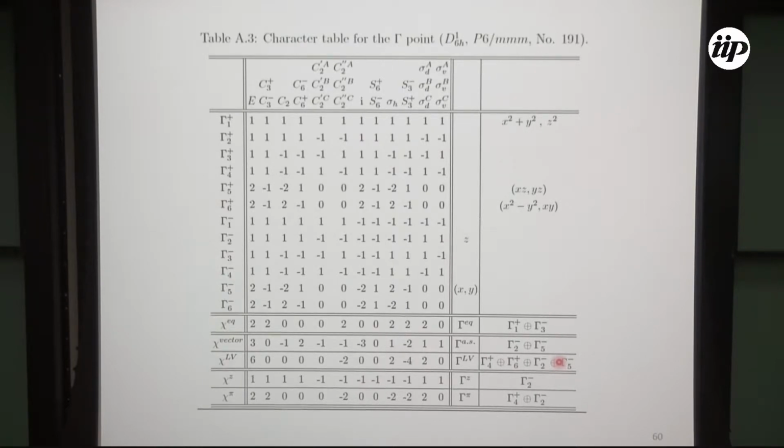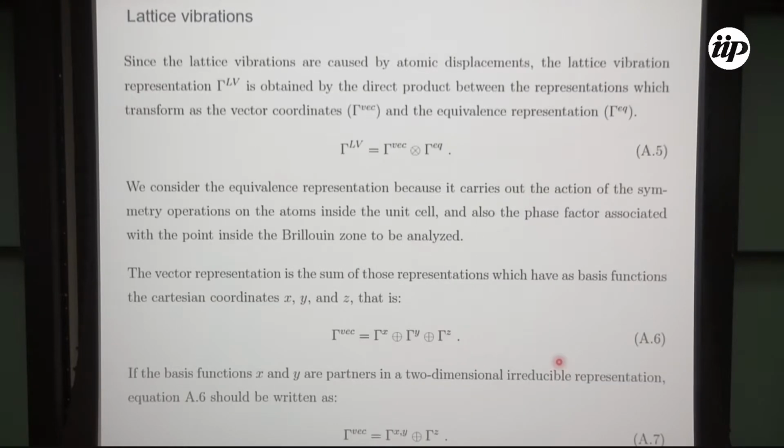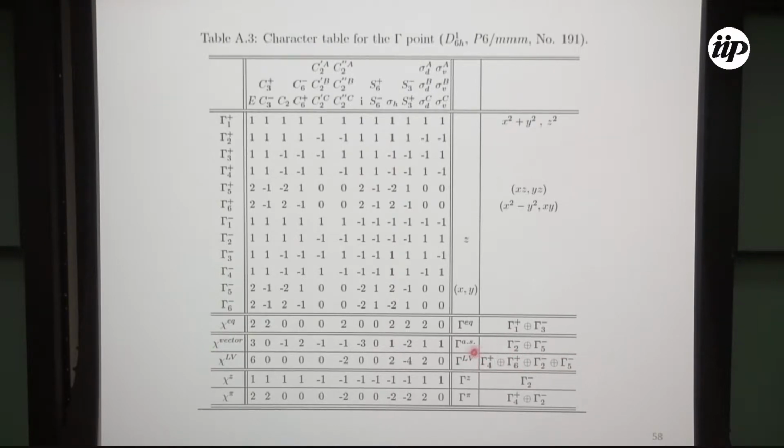I'll just give a break now. This was for the gamma point. So I understand which representations are associated to the lattice vibrations at the gamma point. What is that? The normal modes of vibration at the gamma point are associated with these symmetries. So some will be gamma 4, some will be gamma 6, and so on. This is for the gamma point.